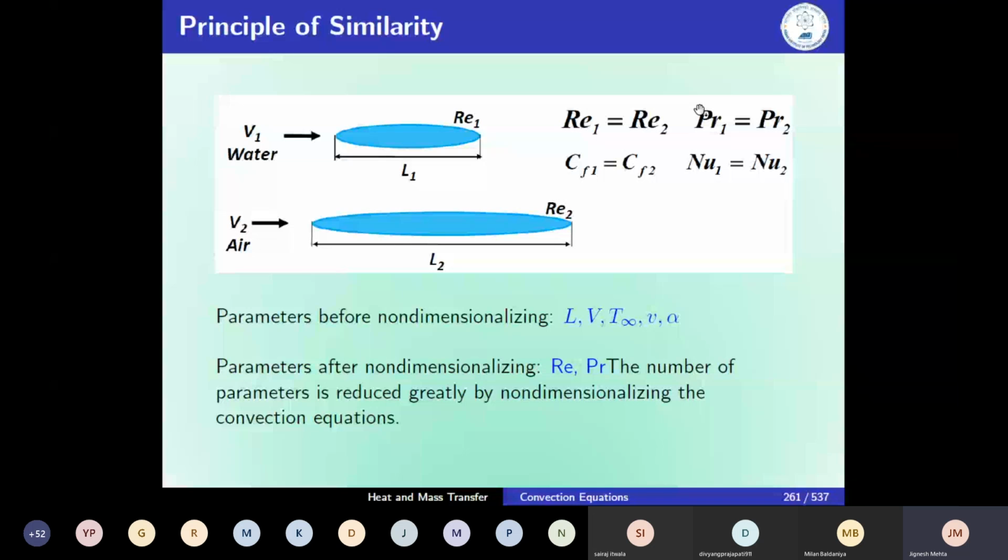So this may be equal to this, right? In that case, let's say you are getting your Reynolds number equal and Prandtl number equal, though the geometry is different. So your friction coefficient will come out to be equal for both the cases, and similarly the Nusselt number will also come out to be equal. So you don't actually have to perform two different sets of experiments. Actually, it's a very tedious procedure, right?